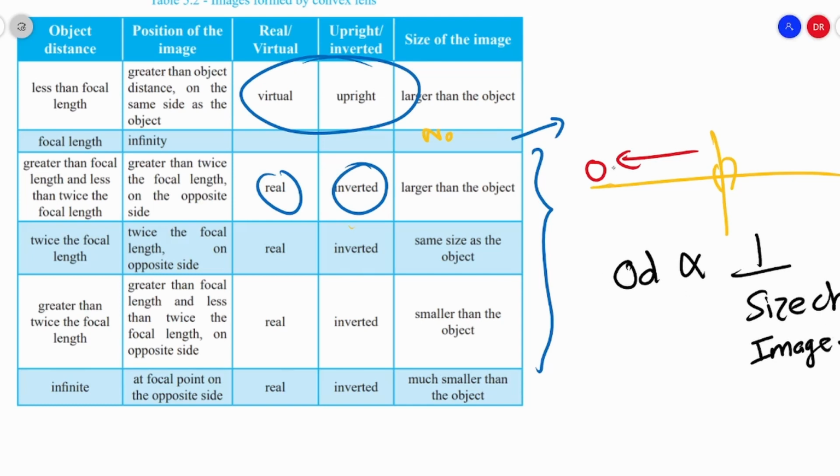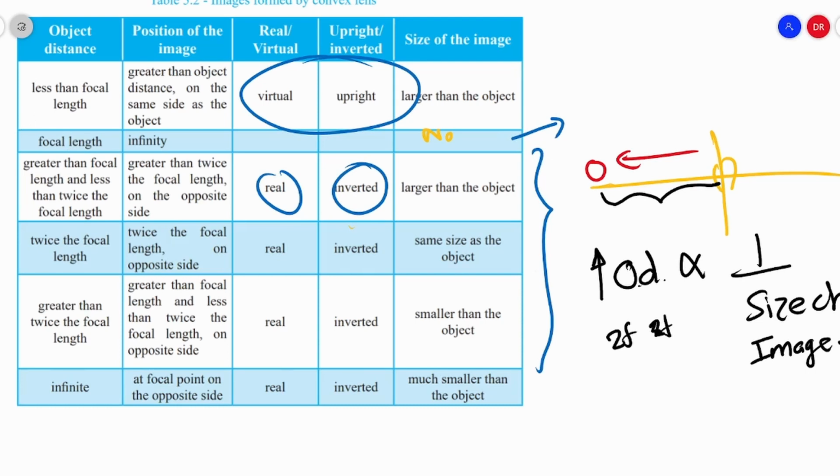Object distance means the distance between the object point and the lens. Object distance is inversely proportional to the size of the image. This is just a tip or a hint. You can see when your object distance is high, like more than 2f, then in between f and 2f, likewise, your image size reduces: same as the object size, smaller than the object, and much smaller than the object.